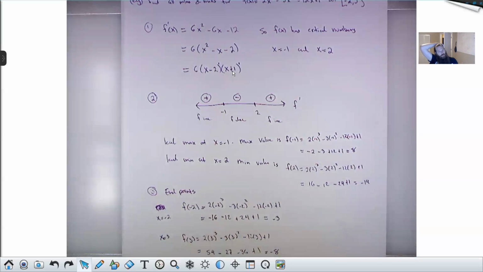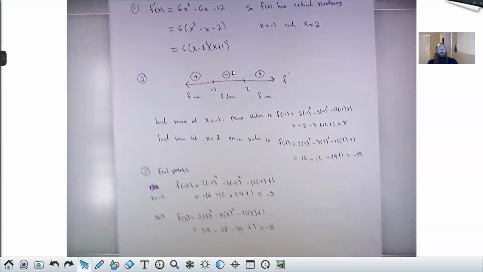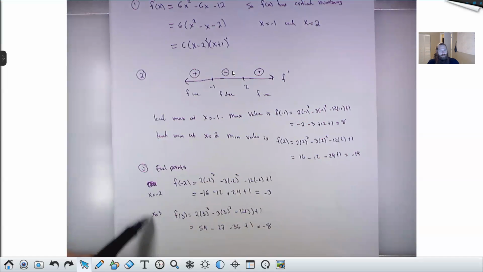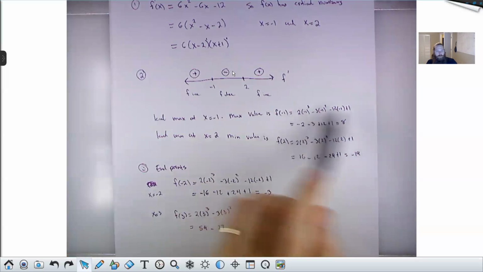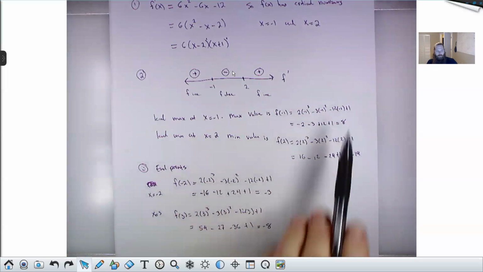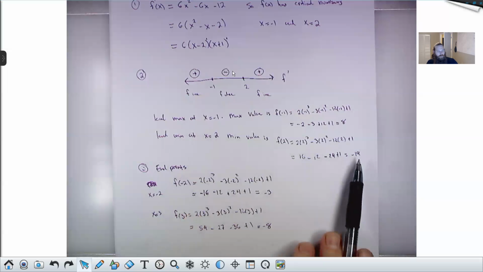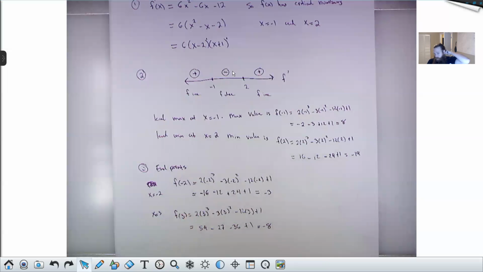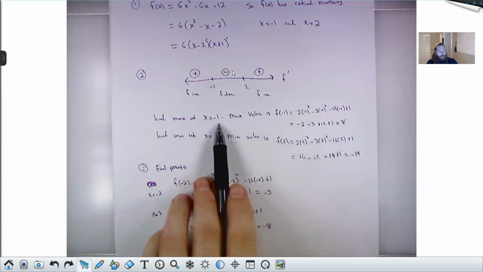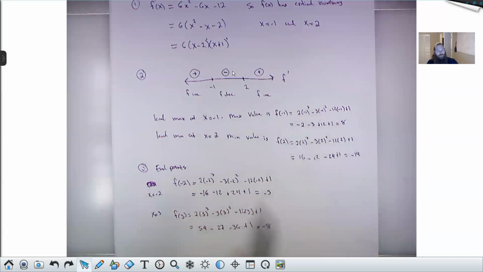Okay, so here, the endpoints are not bigger than either of these and not smaller than either of these. The local min at x equals 2 has y value -19, which is smaller than the smallest of these. And the local max at -1 had y value +8, which is larger than the largest of these.